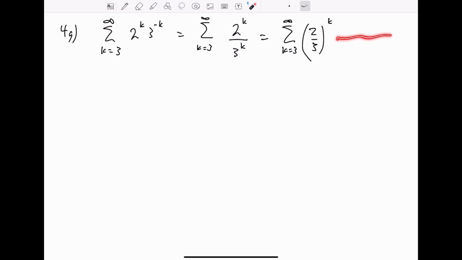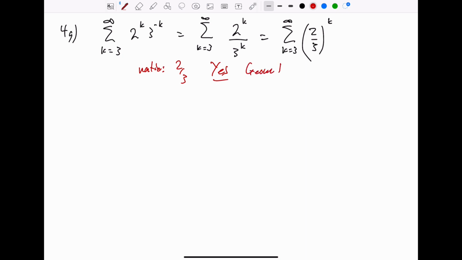If we were to write out the first several terms, we get 2/3 cubed plus 2/3 to the 4th plus 2/3 to the 5th, etc., etc. We have a common ratio here of 2/3. So the ratio here is 2/3. So yes, it is geometric.